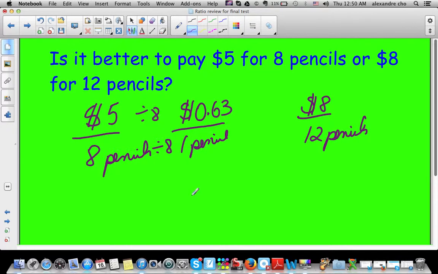You probably, if you're using a calculator, probably got 0.625, but remember, money doesn't go to 3 decimal places, so you're going to round that to 0.63.